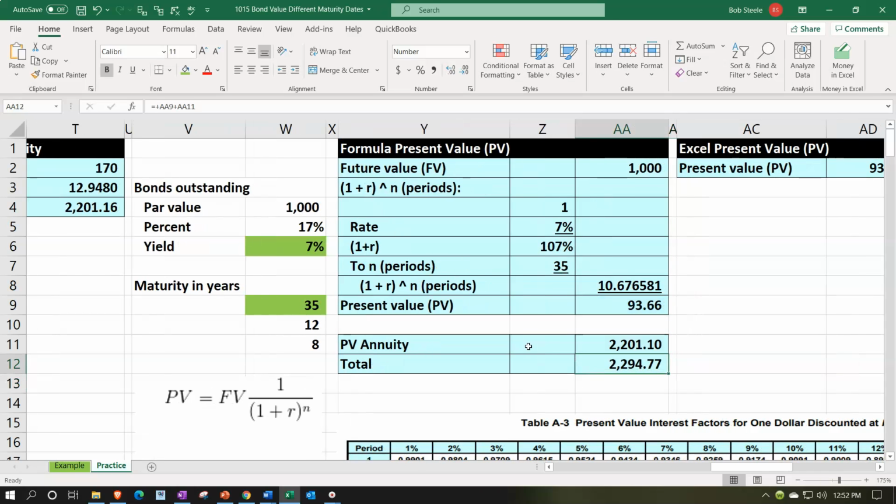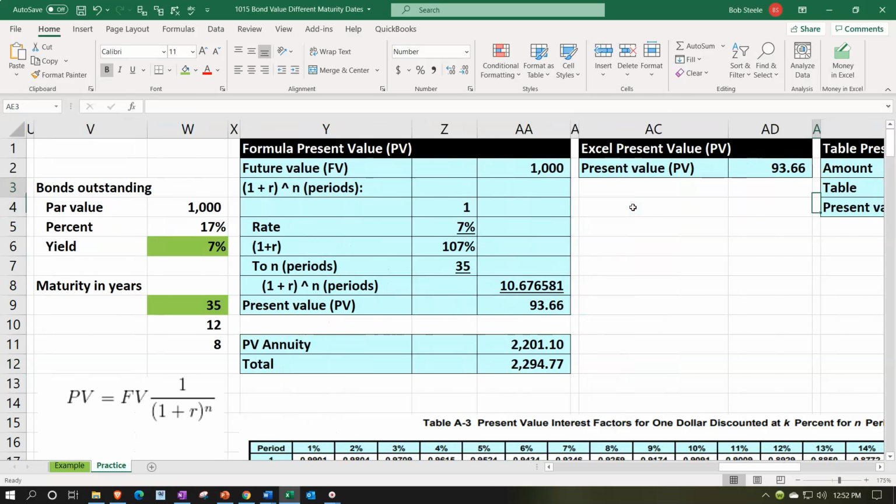93.66. Adding those two up, total value then, or total price, we would assume $2,294.77. Now, as we change the number of years, you would expect the price to decrease if you have everything else the same but the number of years going down. We'll see that as we then go to 12 and then 8 in the future.